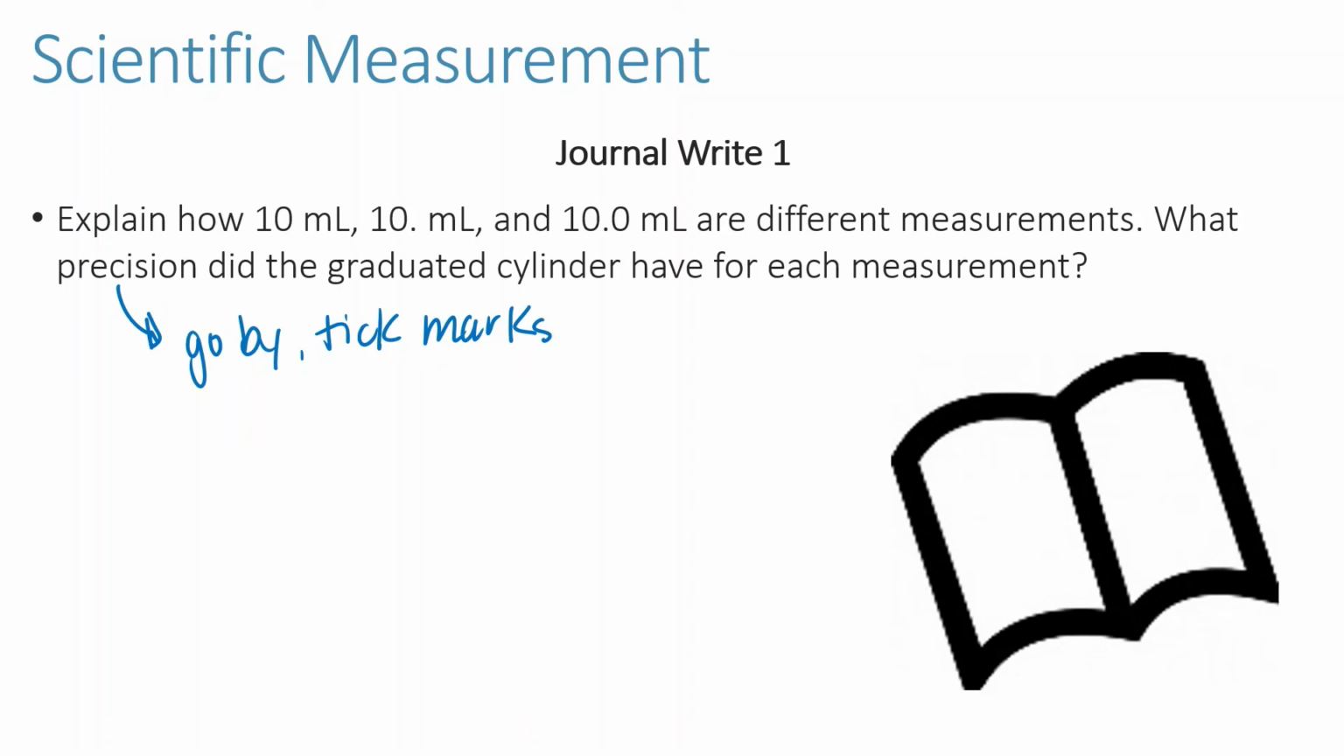So this 10 with the decimal is telling you that we estimated that 0. This one is telling us that we estimated the 1. And this one is telling us that we estimated the first decimal place.